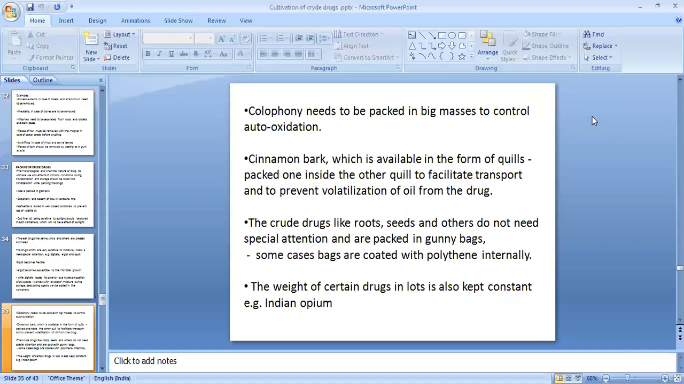So the quills are packed one inside the other. The smaller ones are packed inside the bigger ones to prevent the loss of volatile oil and also to help in transport. And drugs like roots and seeds do not need special attention, so they can be packed in gunny bags. Sometimes the gunny bags are coated with polythene internally. And in some cases, the weight of the active ingredients present in the drug also should be taken into consideration, especially Indian opium.